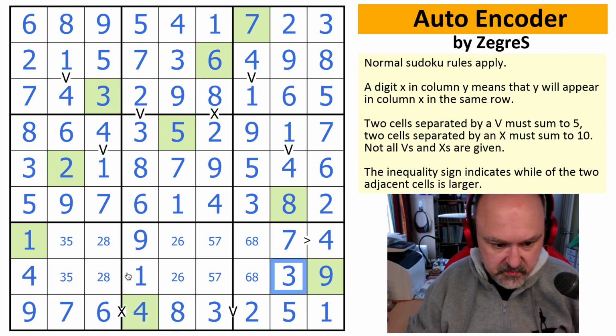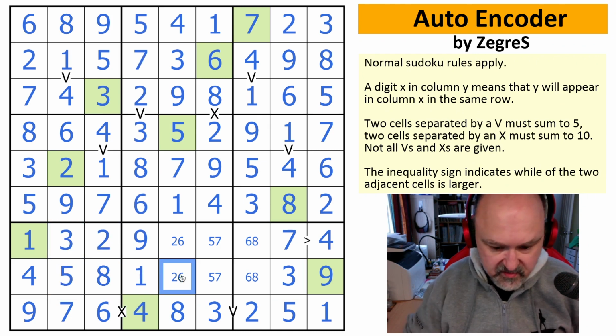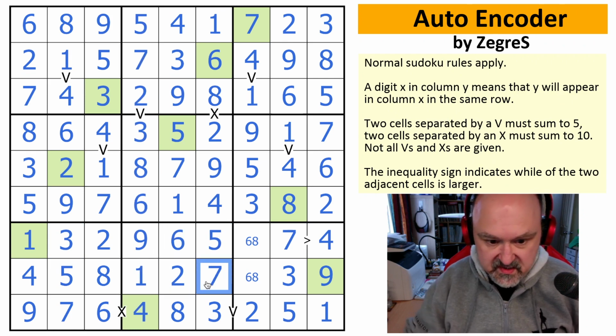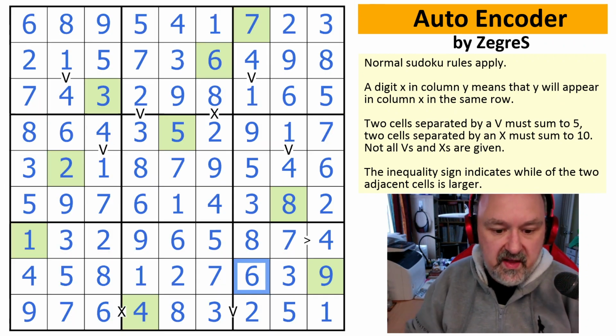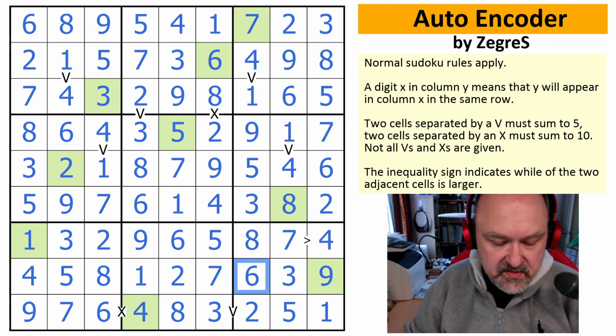This is a 3, which means this has to be an 8, which means this has to be a 2. 2 is pointing at 3, which makes this a 5. 5 is pointing at 2, which makes this a 6. 6 is pointing at 5, making this a 7. And either by Sudoku or normal, or by the pointing rule, that becomes a 6, ending the puzzle.